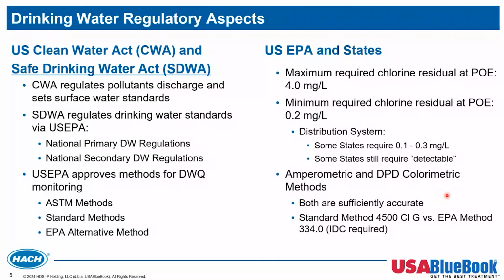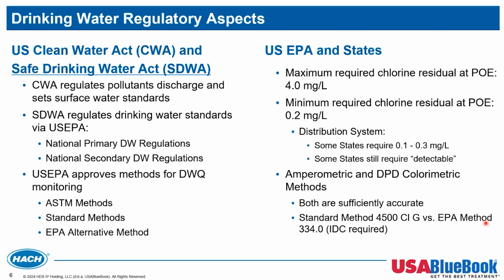And from that standpoint, we are coming down to the two major methods, Amperometric and Colorimetric methods, which are used to report chlorine residual in the US water systems, drinking water systems, particularly US and other North American countries such as Canada and Mexico. They regulate close to the US EPA requirements.